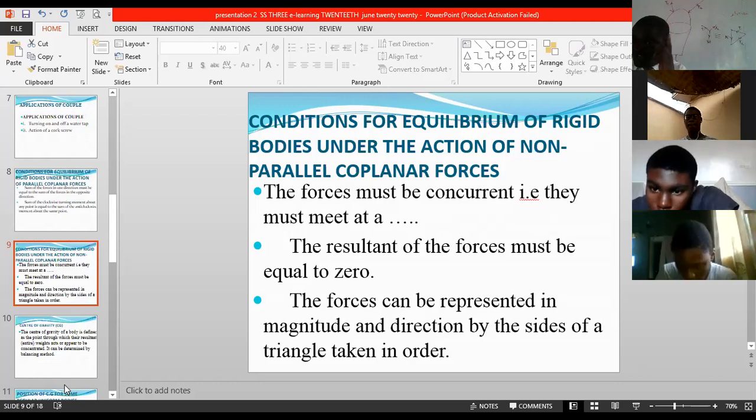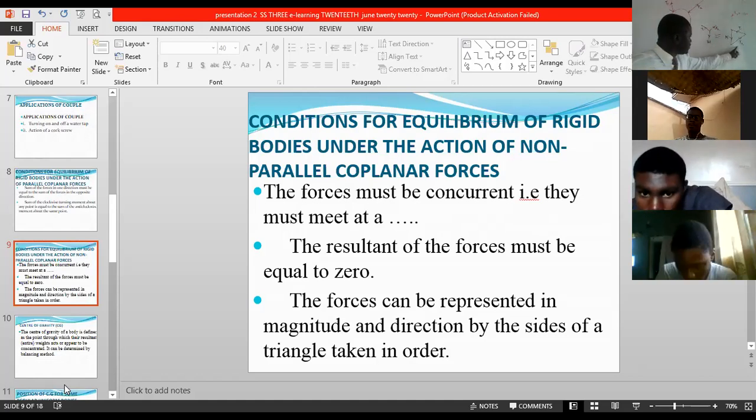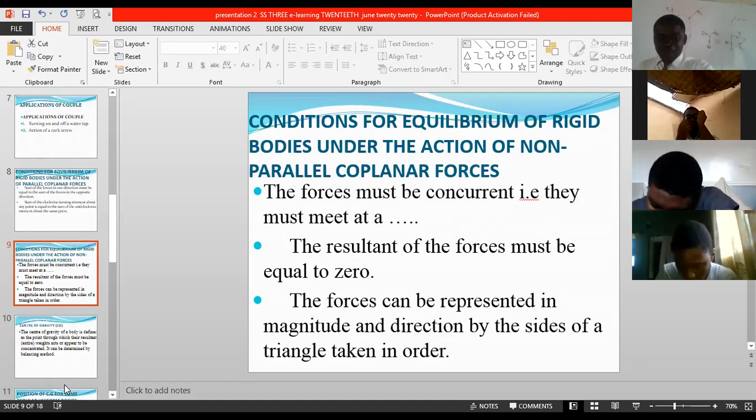Because they are at equilibrium. Then the next: the forces can be represented in magnitude and direction by the three sides of a triangle taken in order. Taken in order. And that third point is talking about Lami's theorem, the triangle of forces. The last one is talking about what? The triangle of forces or Lami's theorem.